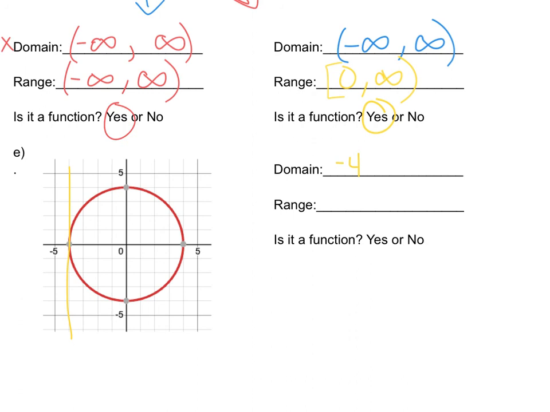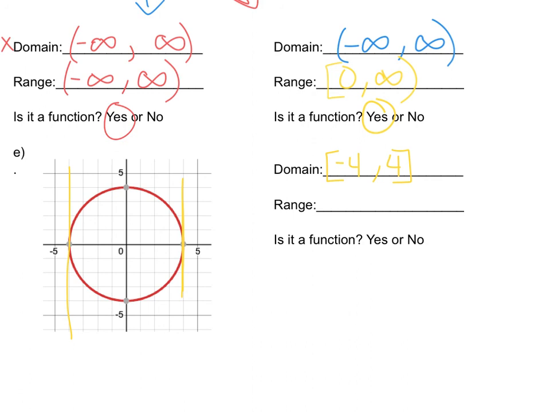Unless there's an open dot, just assume that it hits it, and you'll know very clearly if it's an open dot or not. So since there's no open dot, we're going to have to put a bracket because we assume that it hits -4, which this one does. Okay, and then what's the upper bound for my x values? Well, that would be right there, so that would be +4, right?